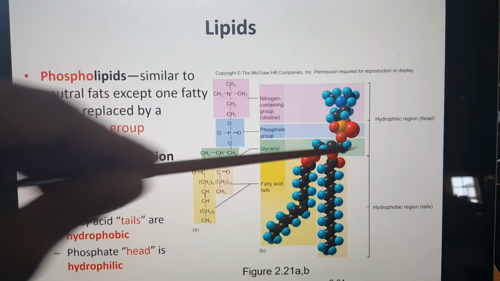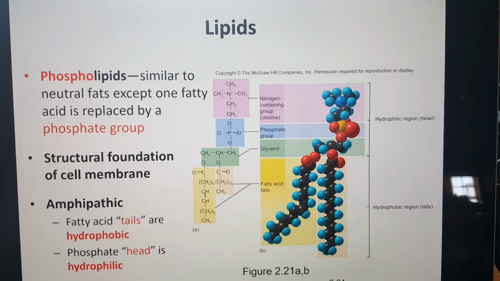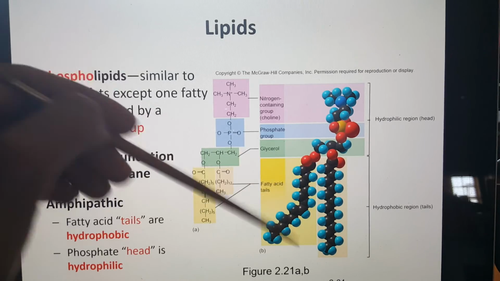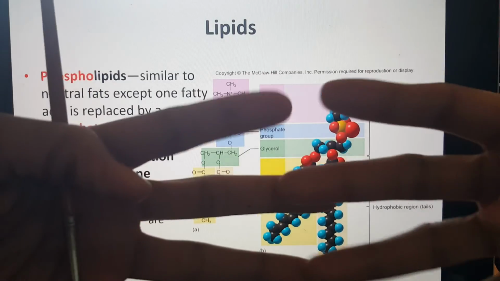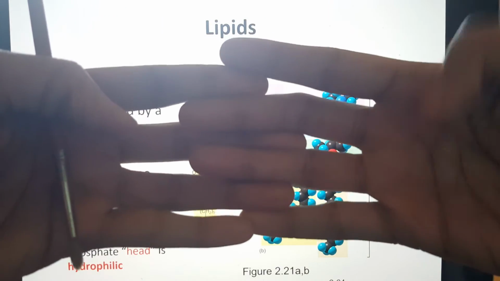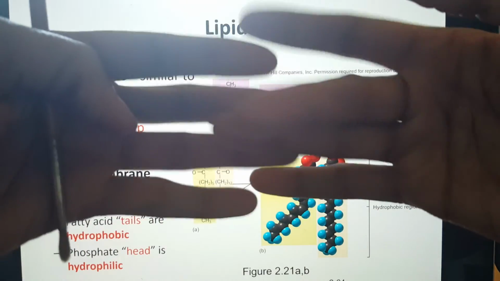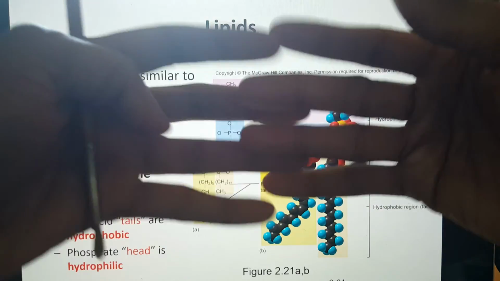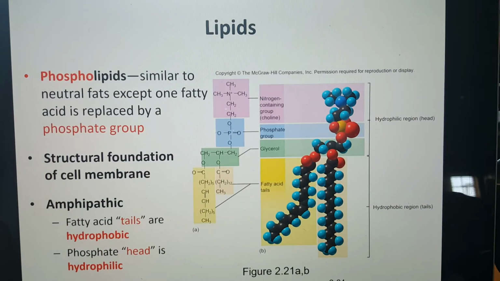So we have all these hydrophilic areas. They're going to point toward more aqueous or water environments of the inside and the outside of the cell. While these hydrophobic regions, they'll stick together and will form that barrier. So this is the hydrophilic head region, and then this is the hydrophobic tail region. They will actually point towards each other.